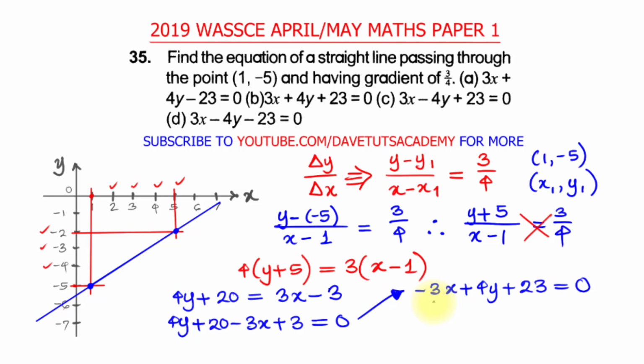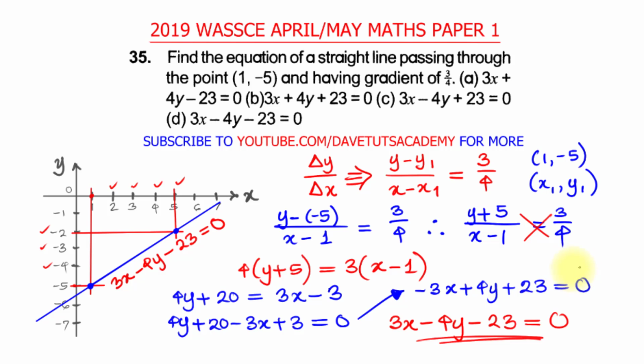And if you multiply an equation by minus 1 and you do it to the right hand side and the left hand side, it's still consistent with what you are trying to work out. So if you multiply each of these entries with minus 1, minus 1 times minus 3x will become 3x. Minus 1 times 4y will become minus 4y. Minus 1 times 23 will become minus 23. And of course, 0 times minus 1 is 0. So this is the equation of the straight line that we're asked to find. And here we can just write it as 3x minus 4y minus 23 is equal to 0.